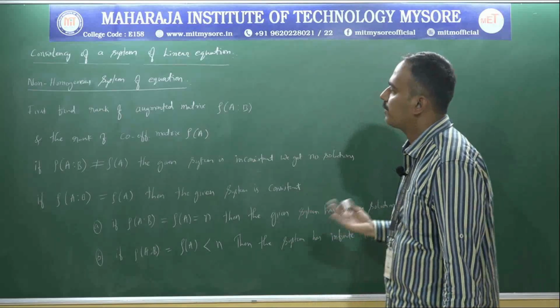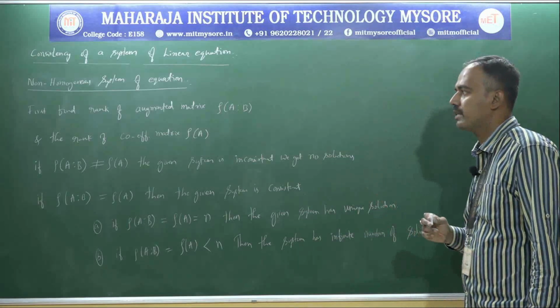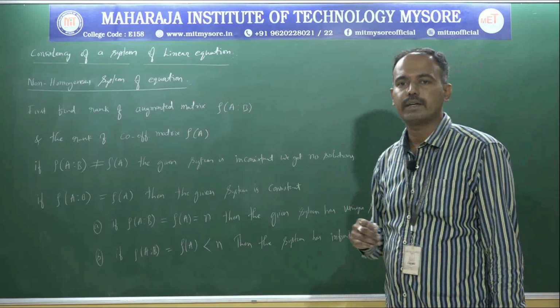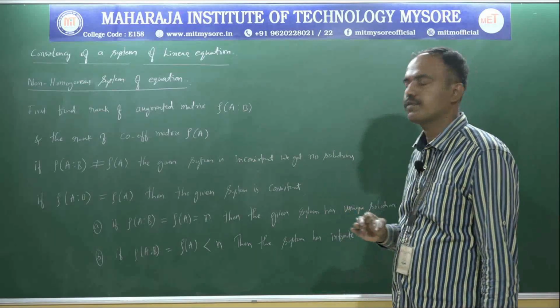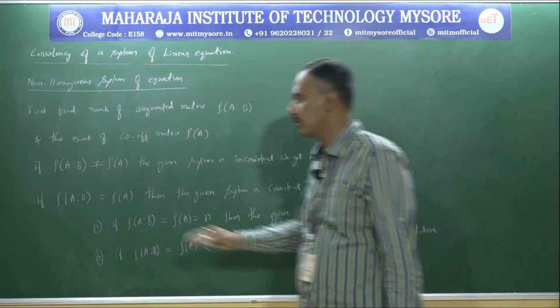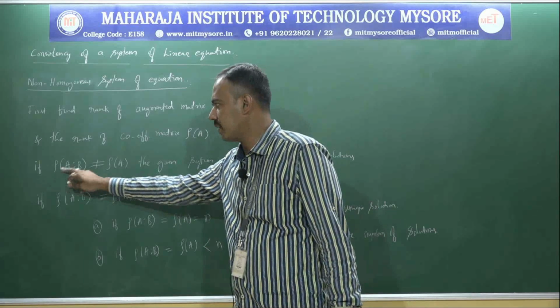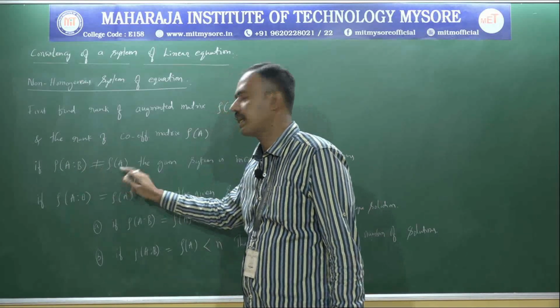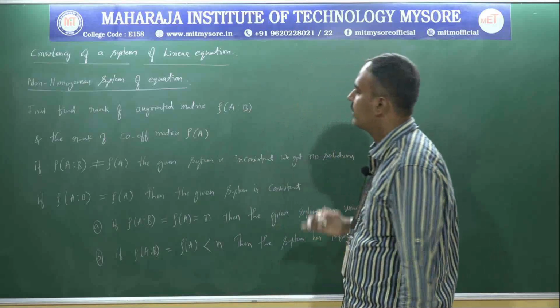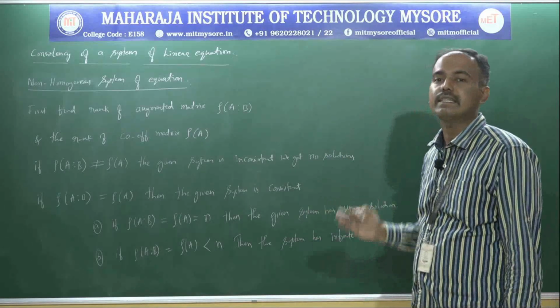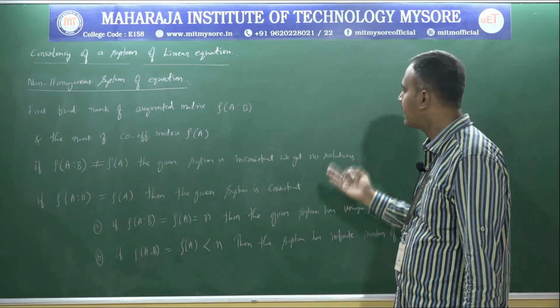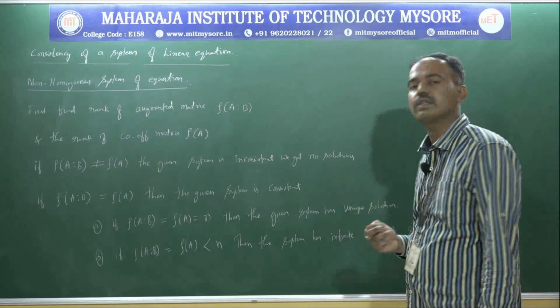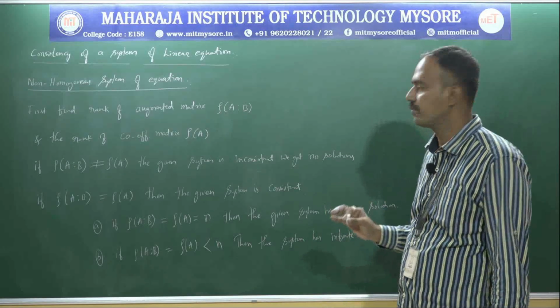Now, after finding the rank of the augmented matrix along with the rank of the coefficient matrix A, next we have to check for verification. Suppose the rank of the augmented matrix is not equal to the rank of the matrix A, then the given system is inconsistent. In such cases, we get no solutions here. Is it clear to all of you?